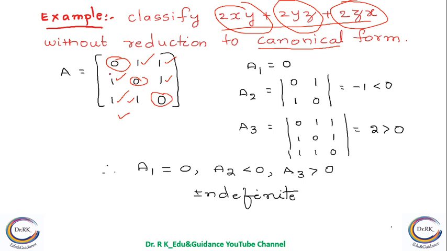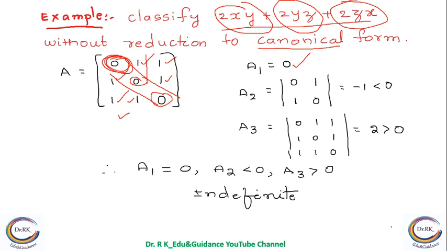Now we can verify that this is a symmetric matrix. Once we have the symmetric matrix, in this method we take the principal determinants. The first determinant, of order 1, we call D1. That is A1, which is 0, and A2, that is the determinant of order 2.